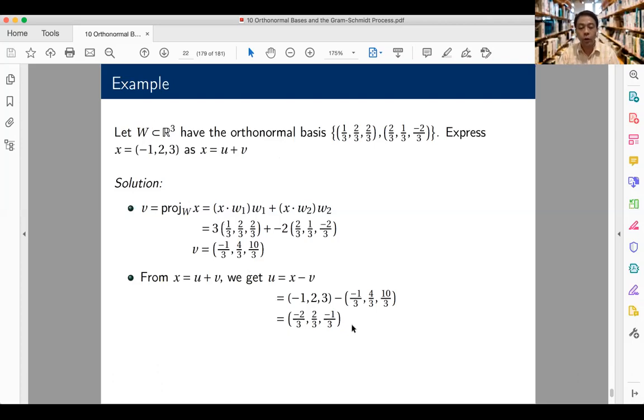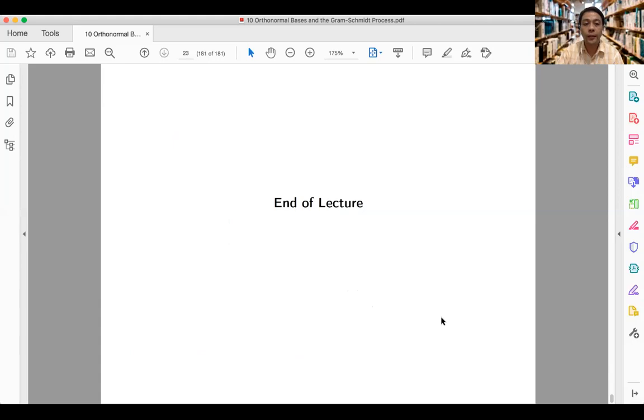And so, going back to our expression x is equal to u plus v, you just have here the v, and this is the u. Anyway, v plus u is the same as u plus v. And we were able to show that x is a sum of a vector in W and a vector orthogonal to W. Okay, so this completes our discussion for orthonormal basis and the Gram-Schmidt process.